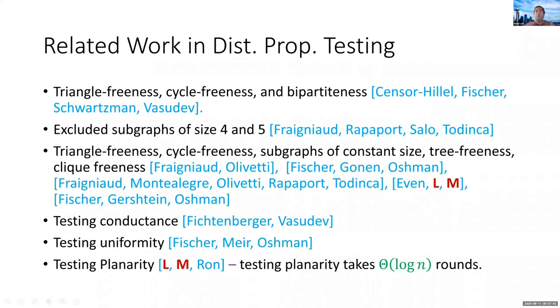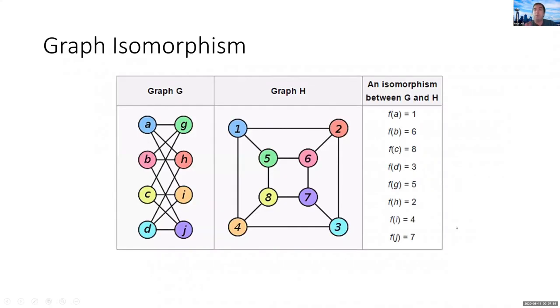So lots of papers were published in this area of research, and a partial list is here and more in the paper itself. And today we're going to focus on testing graph isomorphism. So what is graph isomorphism?